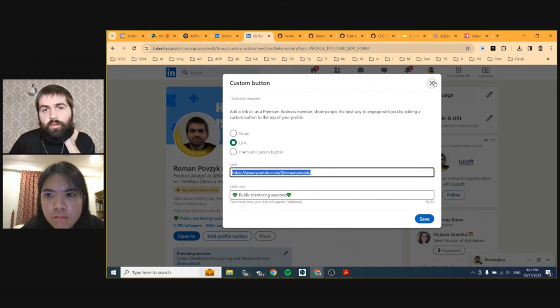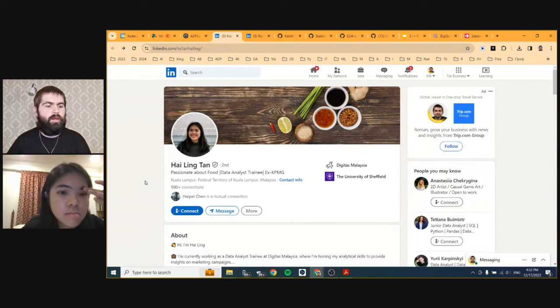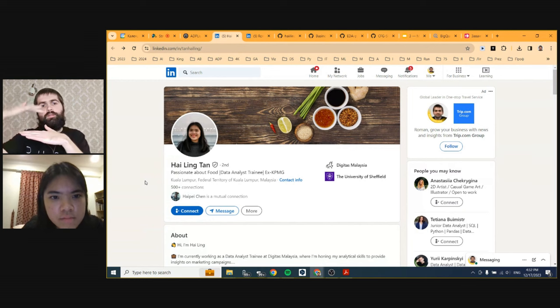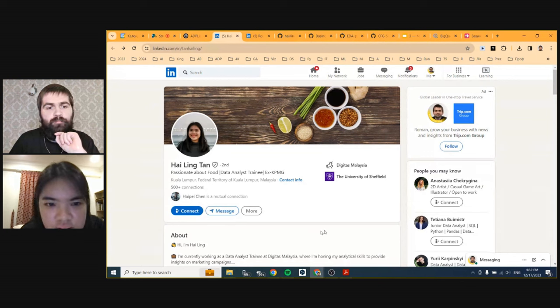So it has to be one project that you want to show. Maybe you can use something like Linktree. You heard about Linktree or something where you can add a couple of links in one link, and so on. But at least there has to be something that you want to show to a recruiter, to everyone who goes to your profile.